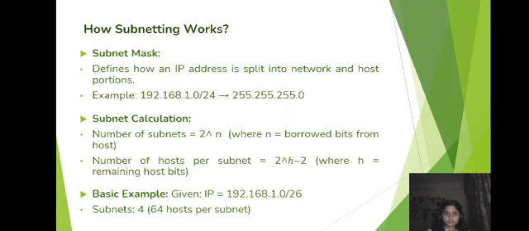So the next topic here we have is how subnetting works. First we have the subnet mask, which defines how an IP address is split into network and host portions. Here we have a simple example. The next is how to calculate the subnet. The number of subnets is equal to 2^n, where n is the borrowed bits from the host, and the number of hosts per subnet is 2^h minus 2, where h is the remaining host bits. So again we have a simple example here. By applying this formula, we get the number of subnets as 4, which includes 64 hosts per subnet.